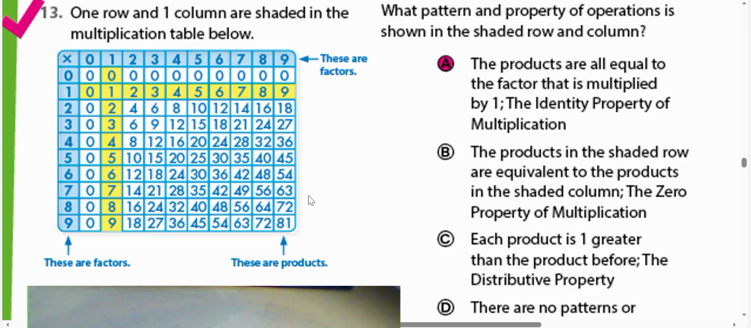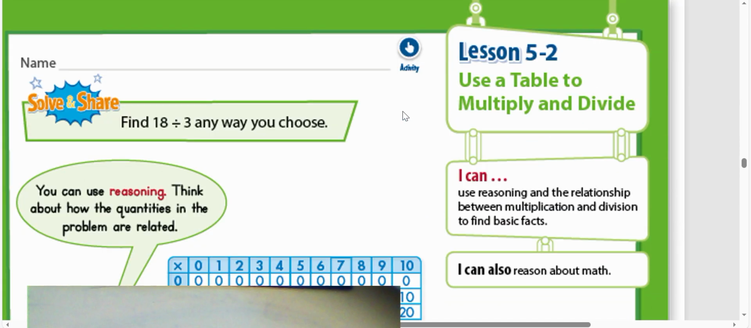One row and one column are shaded in the multiplication table below. We have here the factors, like 0, 1, and this number is the product, with the intersection at 1. We call these the factors, and the products are inside, like 9 times 9 equals 81. What pattern do you see? What operation is shown in the table here? We can write that the product is equal to the factor that is multiplied by 1. Identify the property of multiplication. Okay, it's this one.